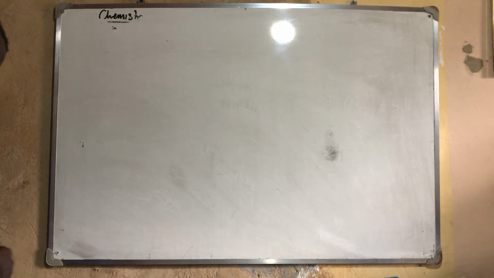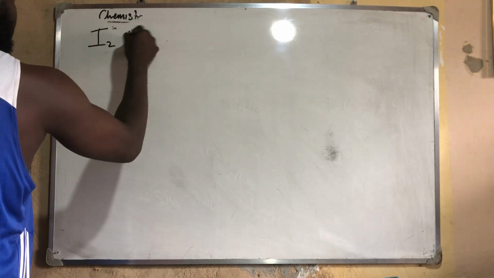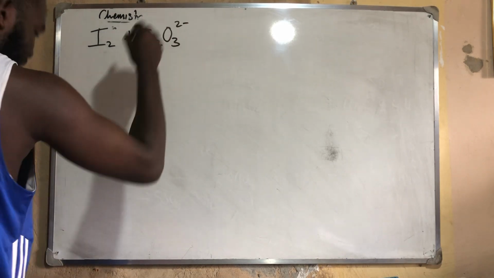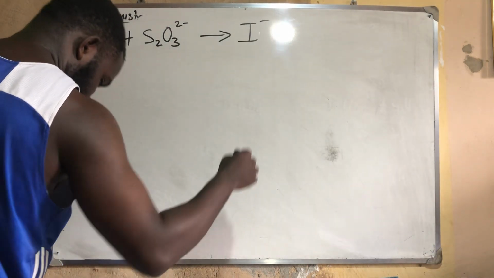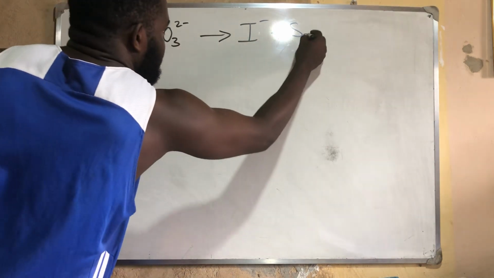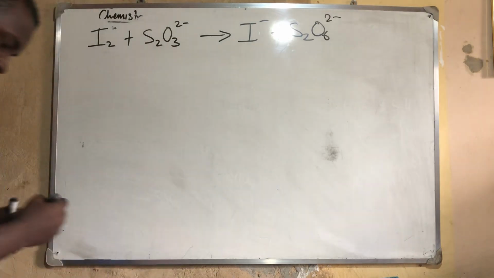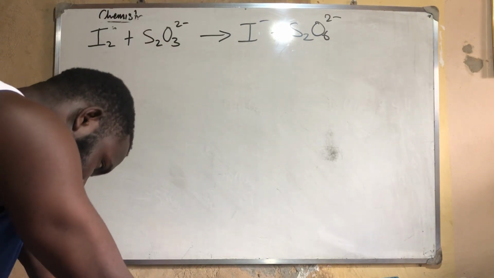So you can do this for me as your assignment. Plus S2O3²⁻ to give I⁻ + S2O6²⁻. Okay, you can balance that. So let's move.